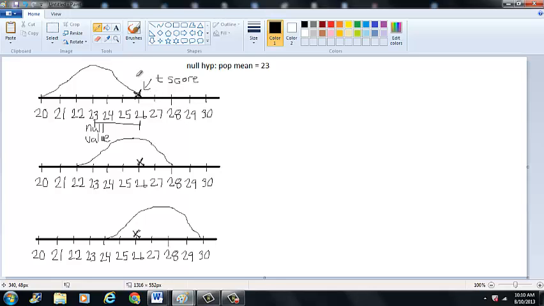If the t-score didn't come out to a high number, it would mean that the curve is extending further, and that 26 is actually still at a high part of the curve. That would be if the t-score came out to a low number.